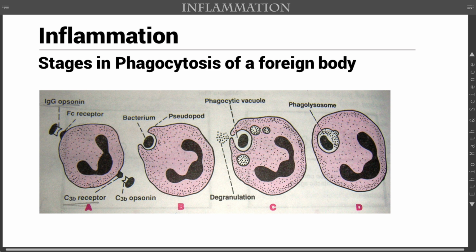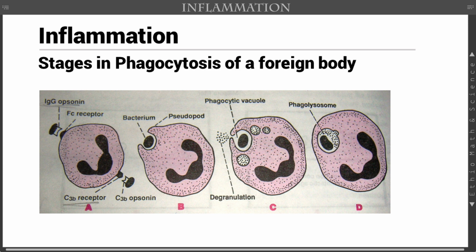But remember the dual edge. The same mechanisms that protect can harm if unchecked. Mediators that dismantle microbes can also injure endothelium, extracellular matrix, and parenchyma. Keep that tension in mind as we move through the vascular and cellular phases, the mediators, and the molecular logic that ties them together. First comes recognition and attachment, often made efficient by opsonins.